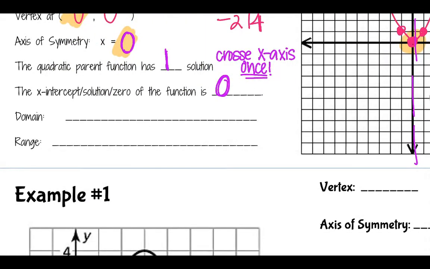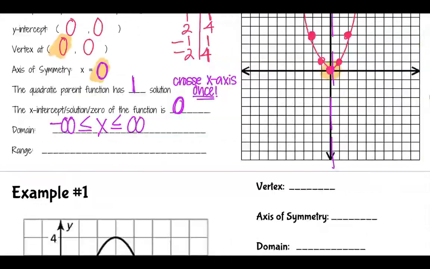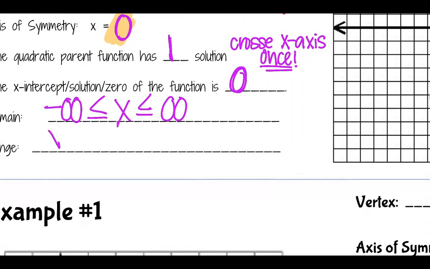Domain, again, negative infinity to positive infinity. True for all quadratics. Domain is always negative infinity to positive infinity. Then to get my range, it's facing upwards, so it's going to be y is greater than or equal to.